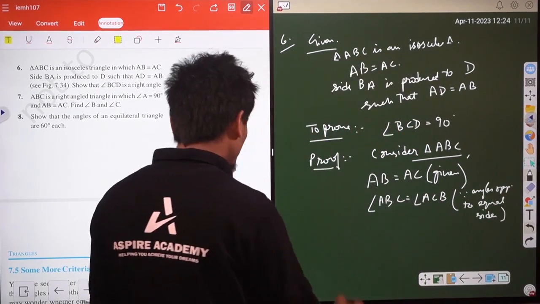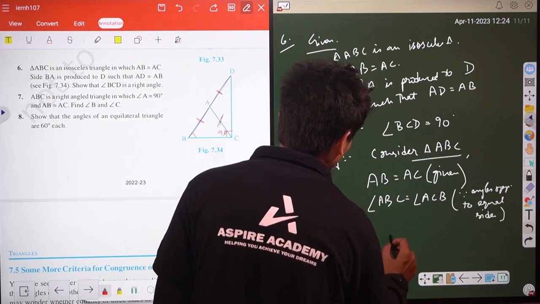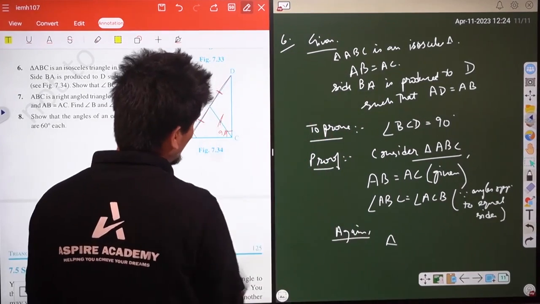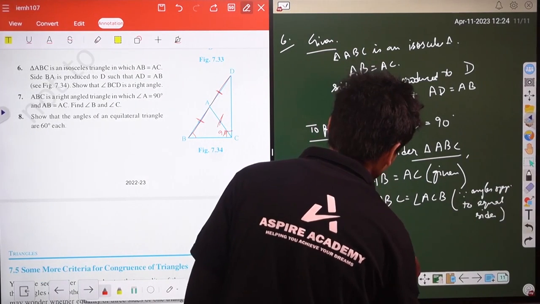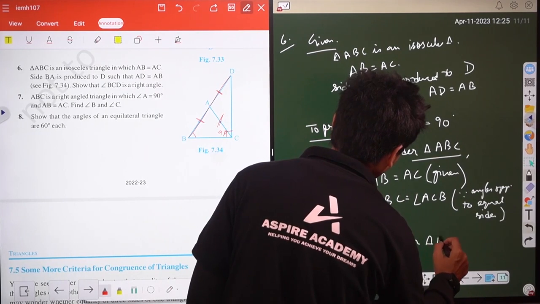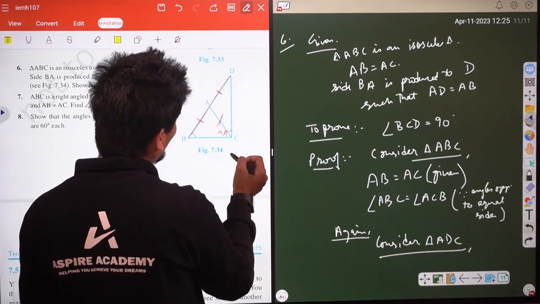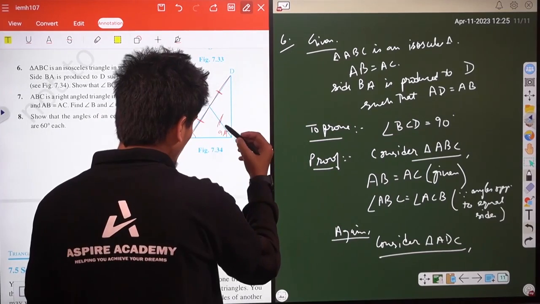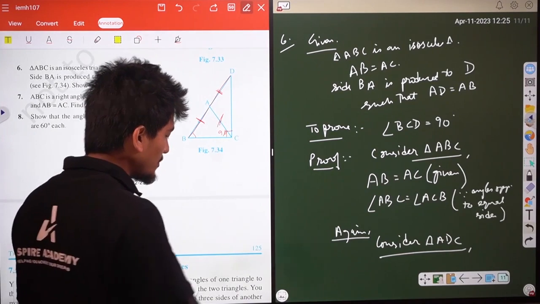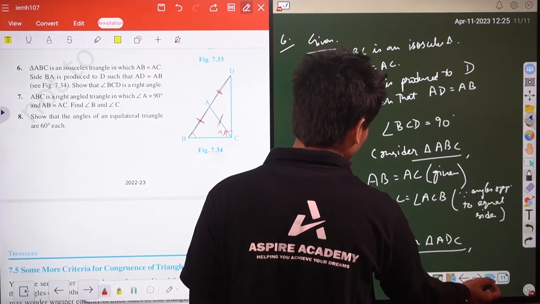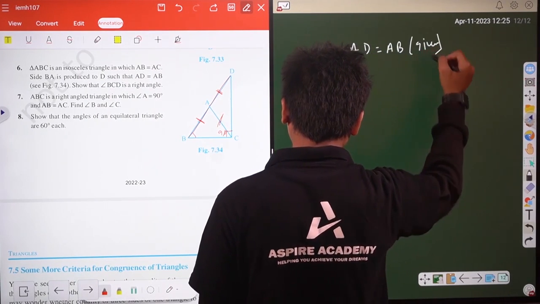Now again, in the next triangle, that is triangle ADC, this is the second triangle. Now consider triangle ADC. In this triangle ADC, we have AD is equal to AB, since it is already given.